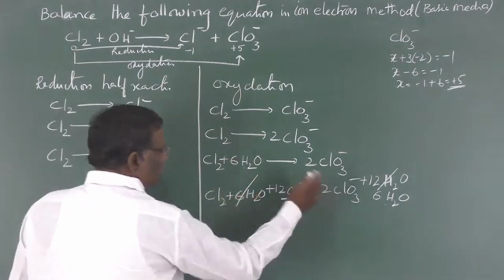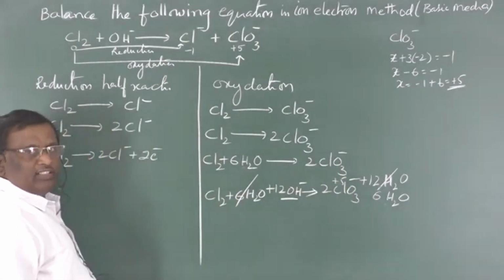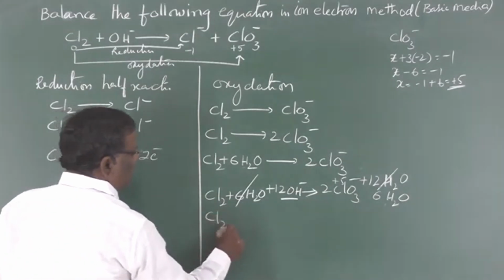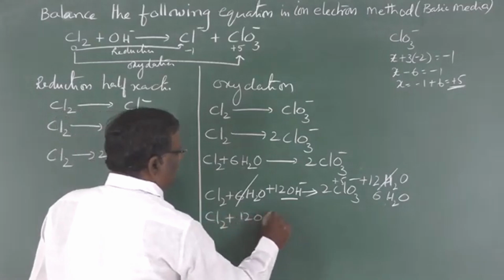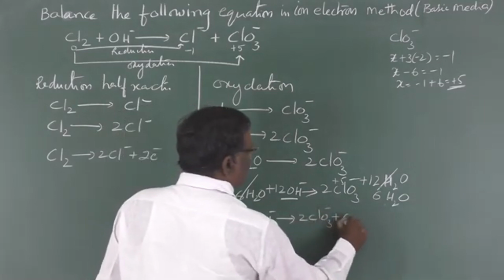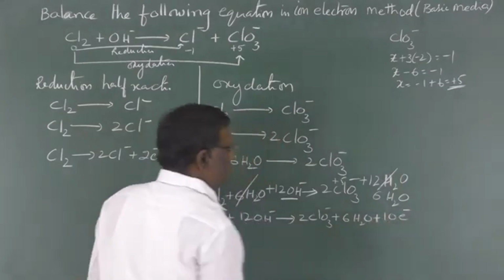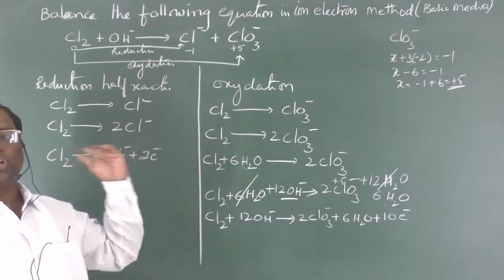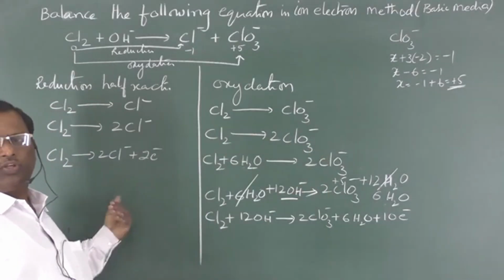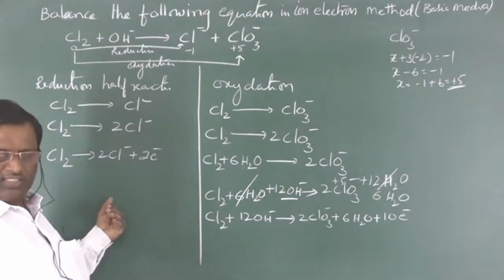Here from 0 to plus 5, that means 5 electrons are released. 2 chlorine atoms are there, as a whole 10 electrons are released. So Cl2 plus 12 OH minus gives 2 ClO3 minus plus 6 H2O plus 10 electrons. Because in oxidation electrons are released, we should represent them on the product side. In reduction electrons are absorbed, so we should represent them on the reactant side in the respective half equations.